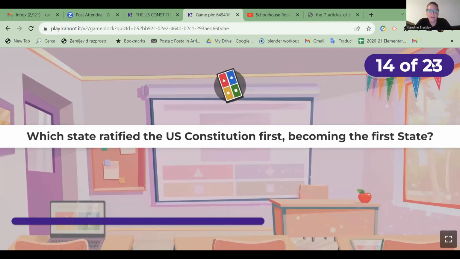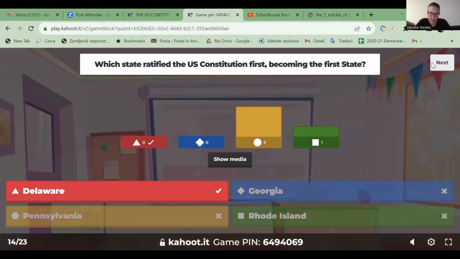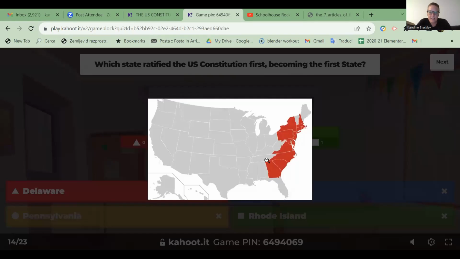Which state ratified the U.S. Constitution first, becoming the first state? Was it Delaware, Pennsylvania, Georgia, or Rhode Island? You can see where the states were on the right there. Yeah, it was actually Delaware. Everybody thinks it's Pennsylvania because Pennsylvania is so linked to American history from that time. But if you look at this, this was America at that point. If you look in the center, anything from here on was really the West.